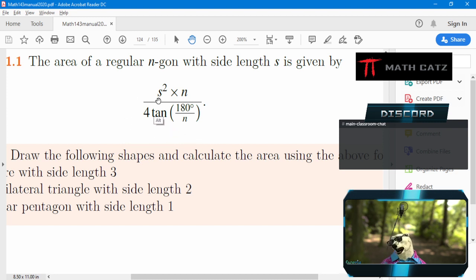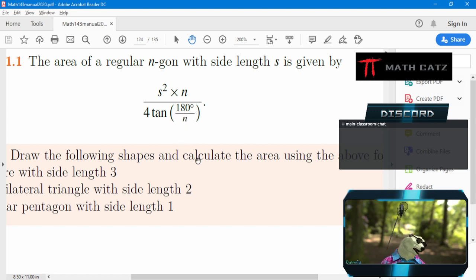So the side length, and they're all the same side length, squared, and we're going to use this formula in the next exercise, times the number of sides, n, divided by 4 times the tan function, and the input of the tan function is degrees, 180 degrees divided by n.